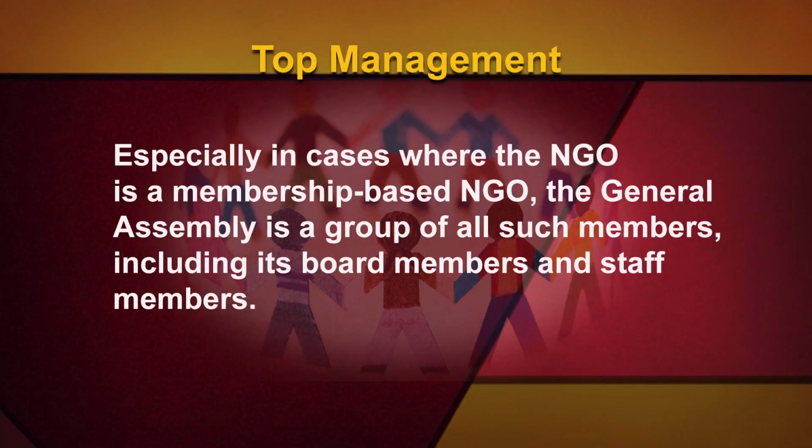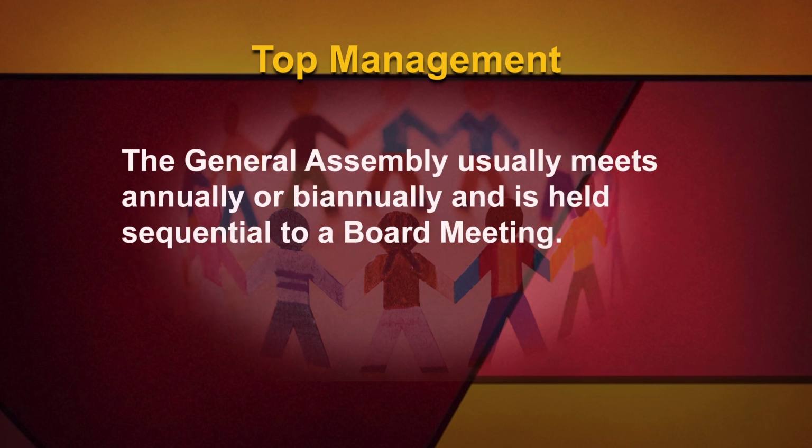Especially in cases where the NGO is a membership-based NGO, the General Assembly is a group of all such members, including its board members and staff members. A General Assembly usually meets annually or biannually and is held sequential to a board meeting. While day-to-day decisions, activities and management are taken care of by the board, the executive director and the staff members, the General Assembly is the highest body that guides and advises the overall development and process of the NGO.